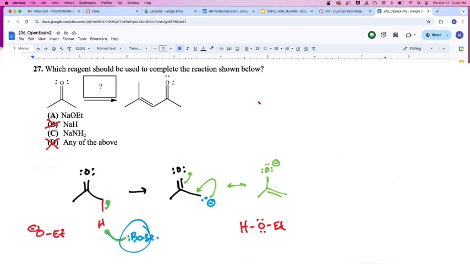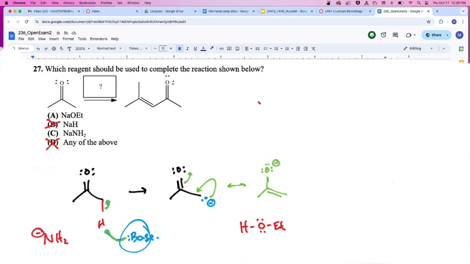What happens if we switch that up and drop in the NH2? It's a negative nitrogen versus negative oxygen. Which one's more stable? The negative oxygen. Which means it would not be reversible. This is more towards the product. We don't get any of that starting material still floating around.